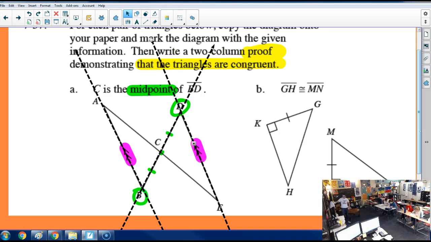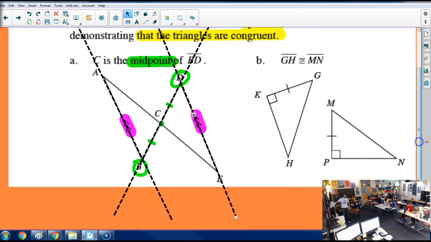Now we can say that angle ACB is congruent to angle EDC because of vertical angles. Yes.